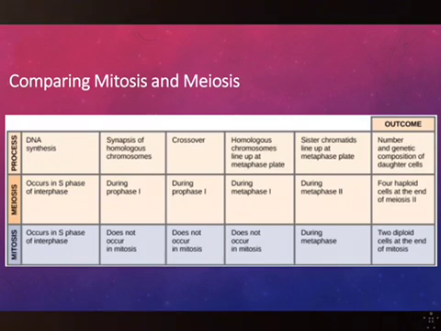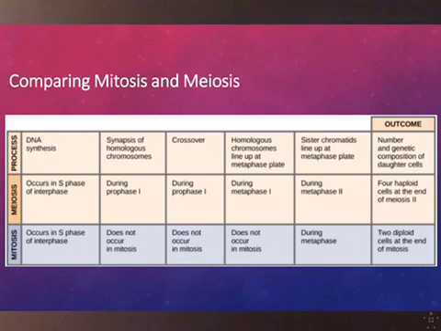Sister chromatids line up at the metaphase plate. This happens during metaphase 2 in meiosis and during regular metaphase of mitosis. The outcome: we get 4 haploid cells at the end of meiosis 2, and in mitosis, we get 2 diploid cells at the end of mitosis. I think this chart is a fair detail, and it's very simple, and it's very doable. And I'm expecting you to know this information from this table.